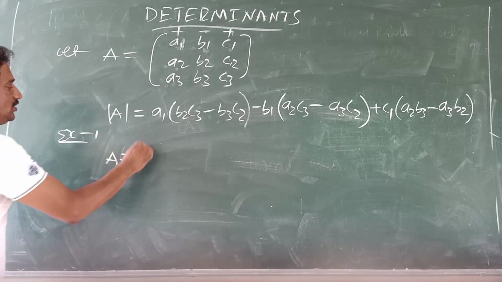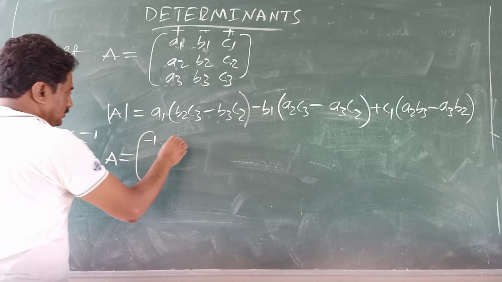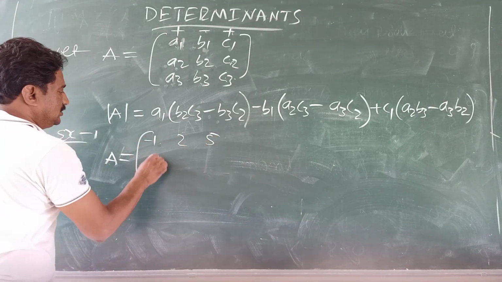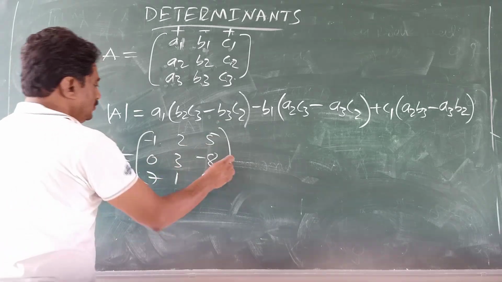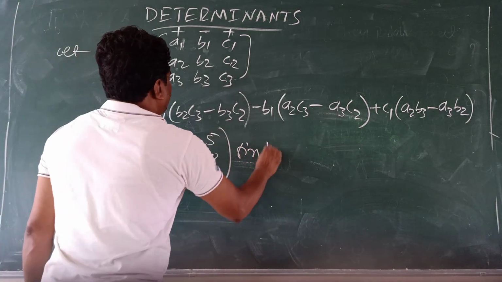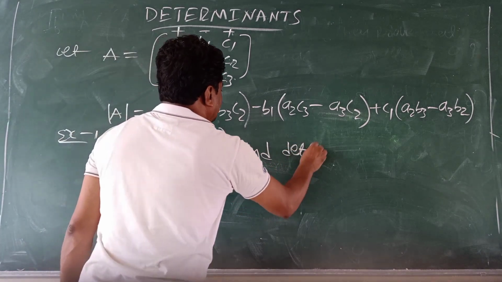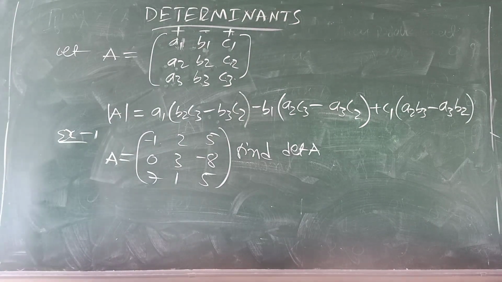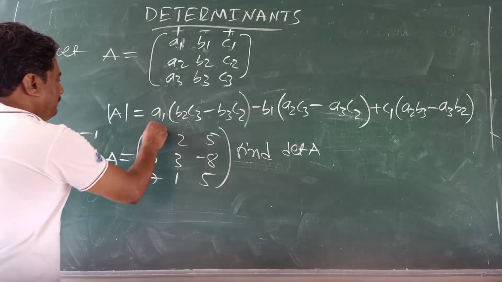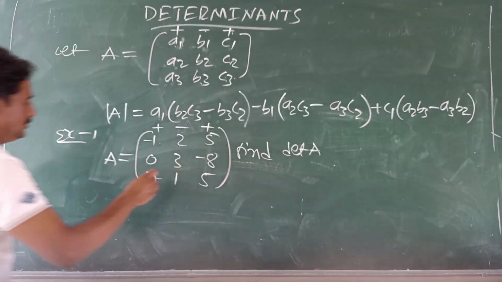Matrix A is equal to [-1 2 5; 0 3 -8; 7 1 5]. Find det A. Det A or delta A, whatever it is. Right, so let's go for finding det A. Plus minus plus.